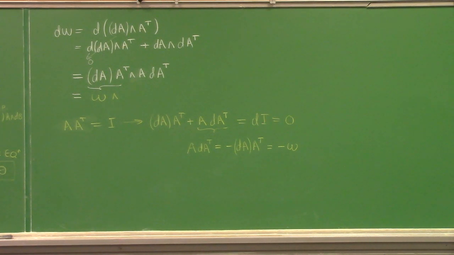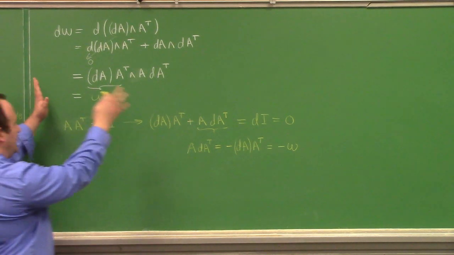Now, A transpose A is equal to I, which is equivalent to A transpose wedge A. I know where I made the mistake. What I wrote is not wrong. That is, in fact, minus omega. The mistake is already on the board. Where's the mistake here?